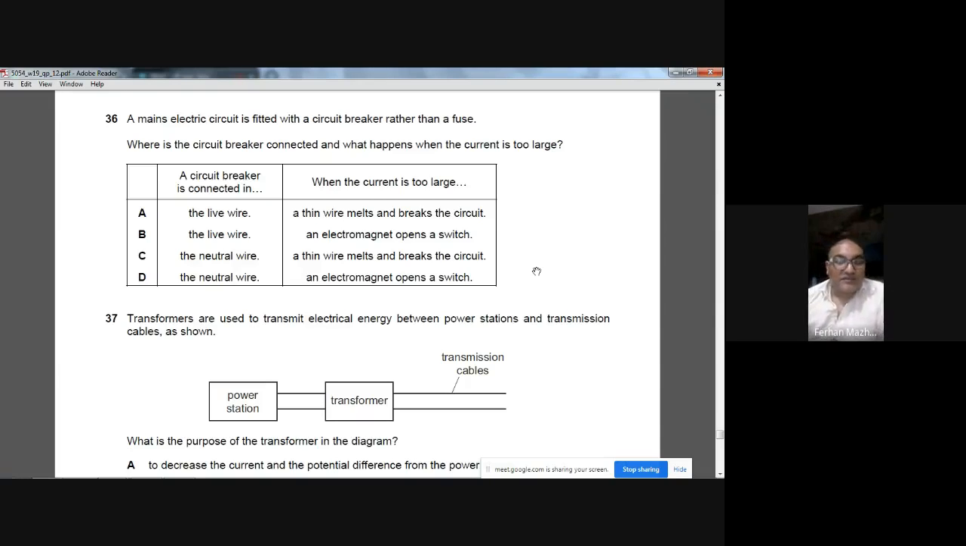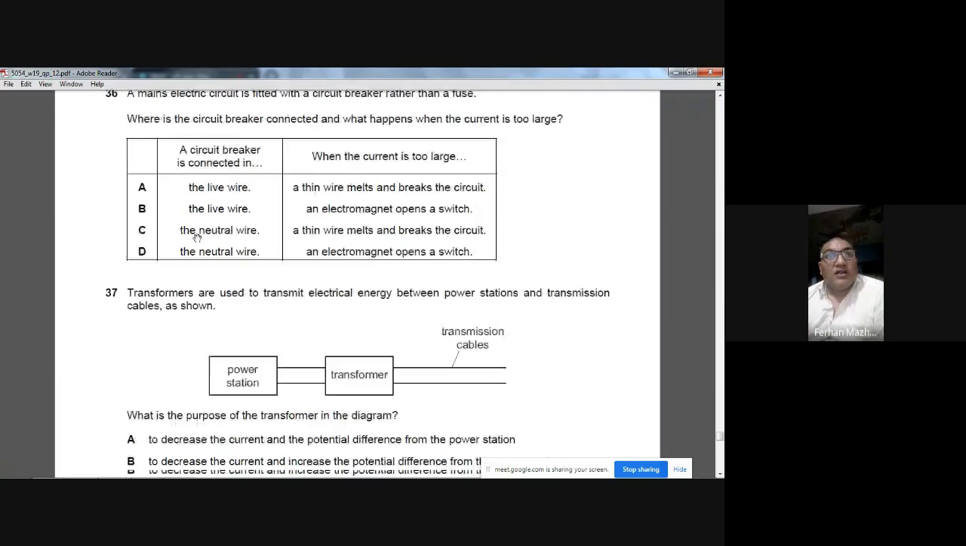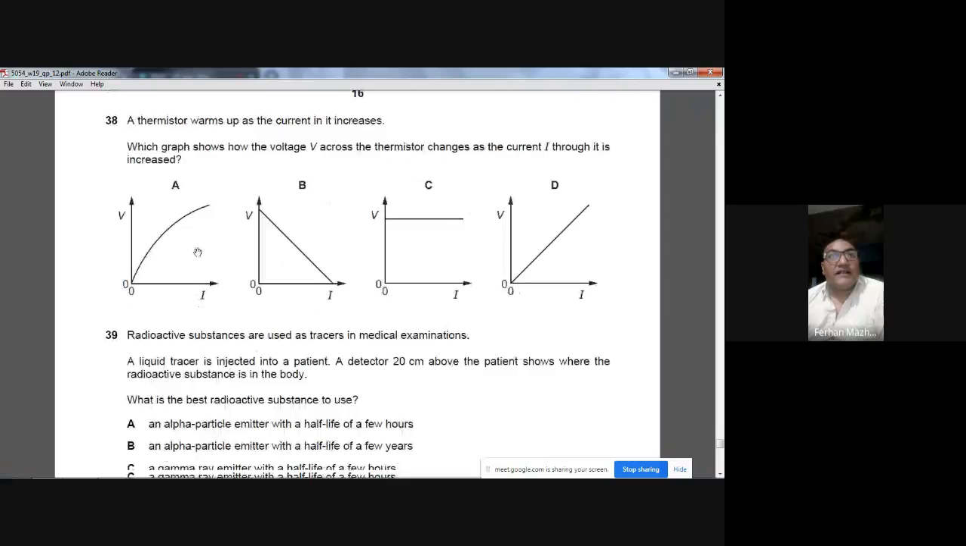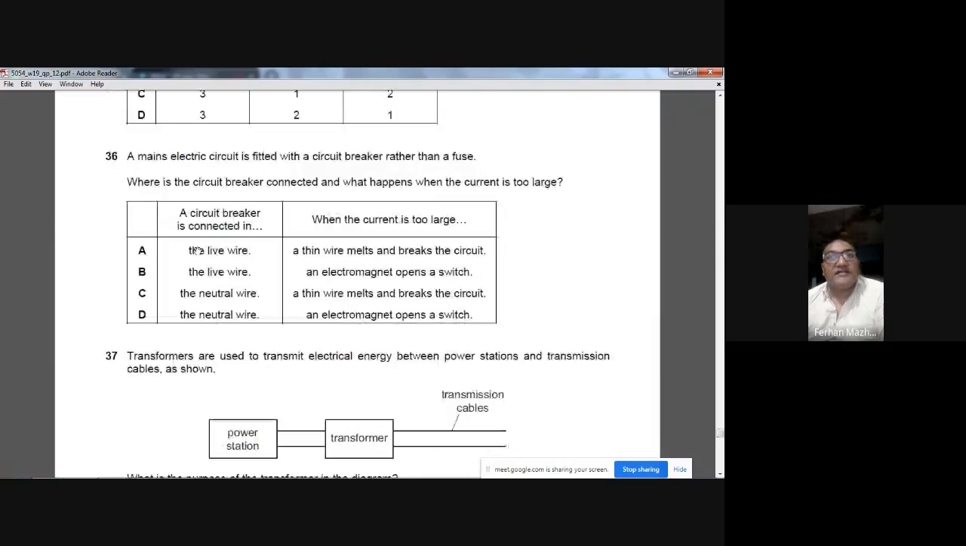That's circuit breaker. Circuit breaker is always connected in the live wire, and when the amount of current increases and becomes more than a certain amount, the electromagnet acts and it opens the switch, disconnecting the live current. Question number 36, we are done.